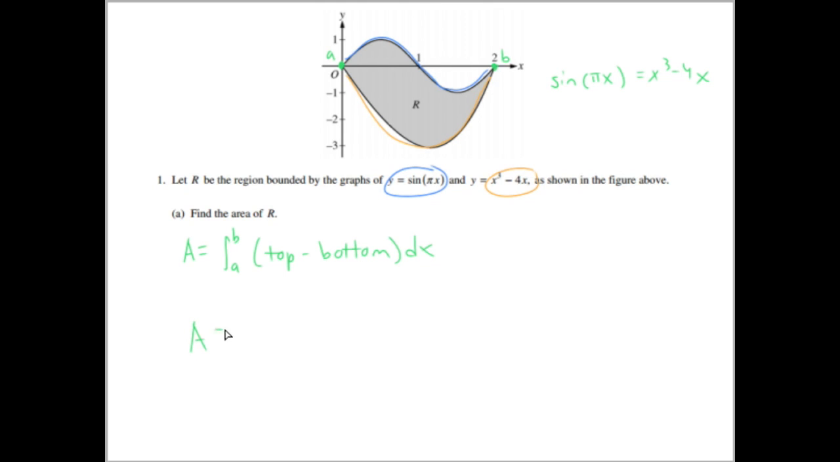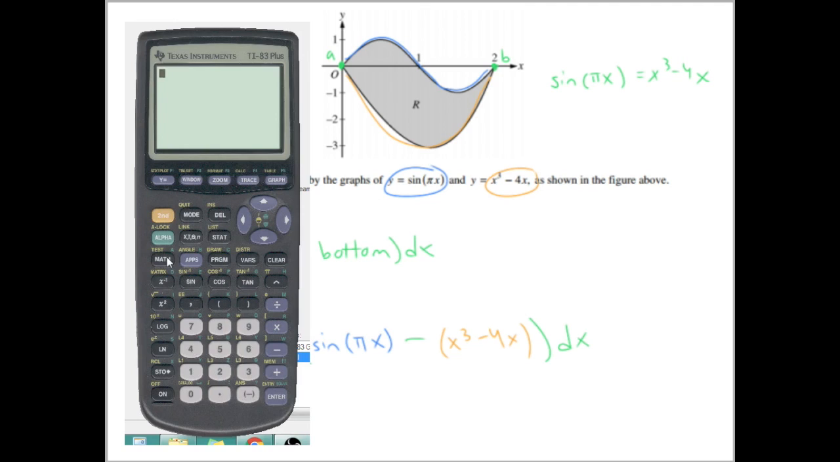So when we write this in, it would be A equals the integral from 0 to 2 of sine pi x minus (x cubed minus 4x) dx. And since this is a calculator active section, we can use a calculator to solve this. So I'll pull that up.